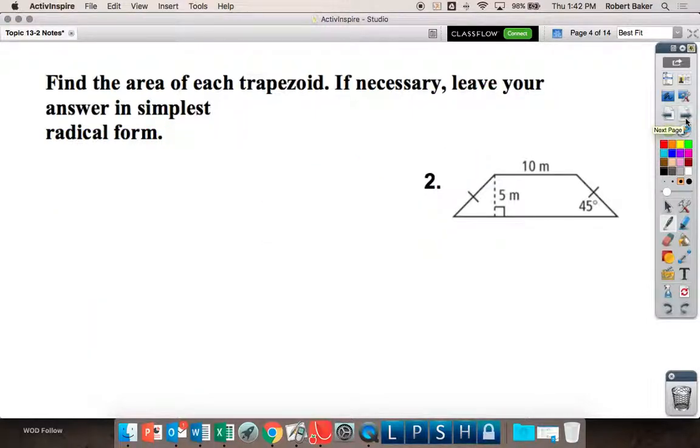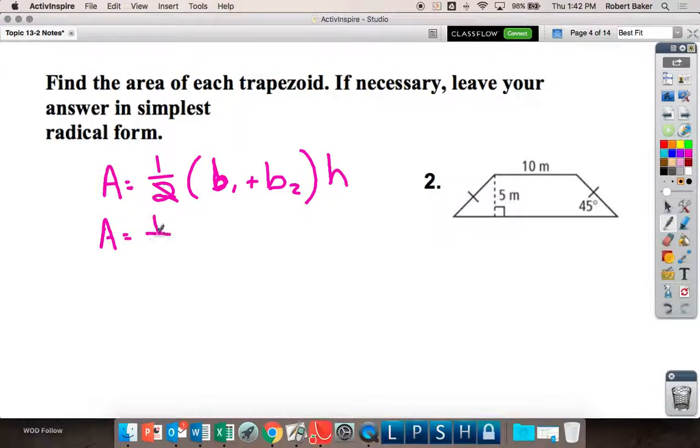Alright, so in this scenario, we're going to ask you guys to do a little bit more geometry to find the whole answer. So the area of this shape is equal to 1/2 base 1 plus base 2 times the height. Do we have all the information that we need? No. Let's fill out what we have. How big is one base? 10.